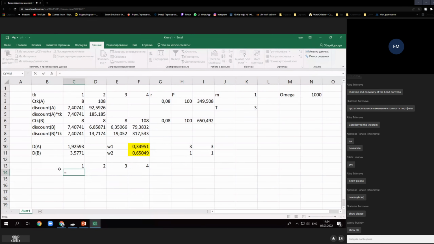We know that we have the sum invested in the first bond. Its current price is equal to this number. We also know it pays 8. About the second bond, we had invested this sum. This is the current price, and it also paid 8. So here will be 80. Let's calculate how much here.